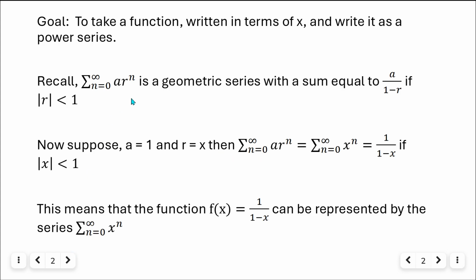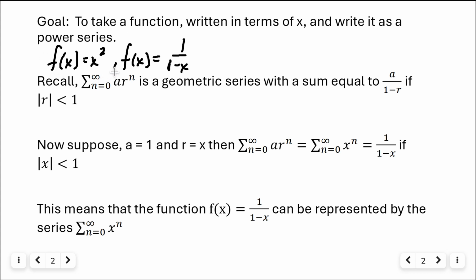So again, the goal is to take a function. What are we talking about in terms of a function? We could be talking about anything. We could be talking about f of x equals x squared, or f of x equals 1 over 1 minus x, which is the one we're going to be talking about here in this video. And we want to write it as a power series. So we want to convert this function into a series.